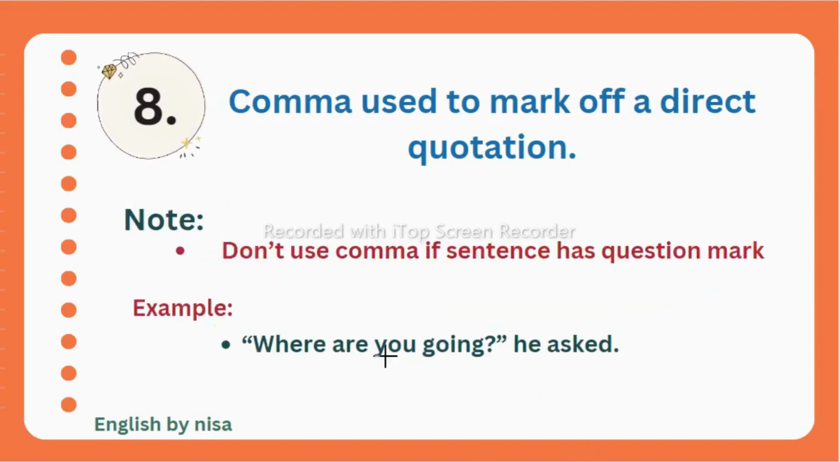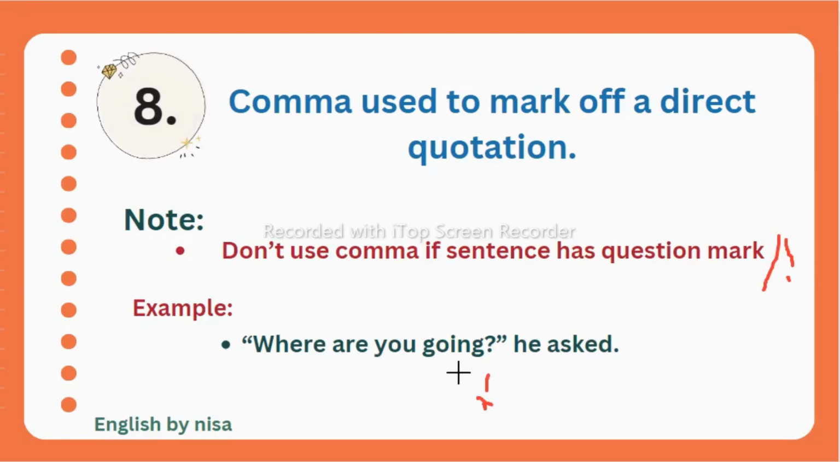Now here, if you have a question instead of a simple statement, then no need to put a comma, simply put a question mark. In the same way, if you have an exclamatory sentence, at that time you have to put an exclamation mark instead of a comma. No need to put a comma again. For example, you can see, don't use a comma if the sentence has a question mark or an exclamation mark.